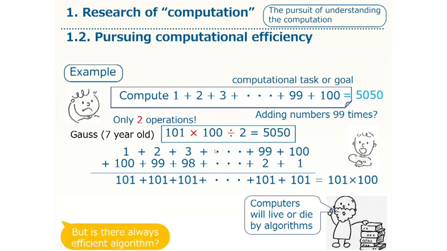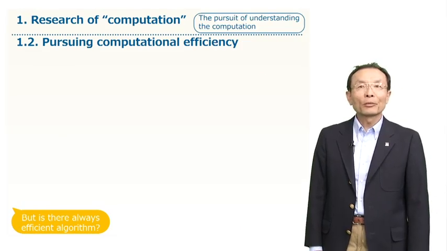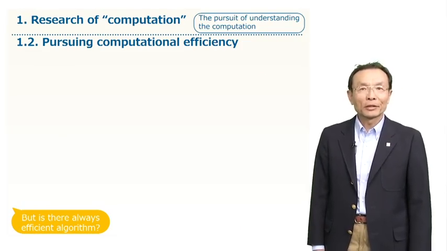Oh, good point. Yes, there is no guarantee that there is an efficient algorithm. Then we may naturally ask for which problems we can get an efficient algorithm and for which problems we cannot. What sort of problems are computationally hard? This is another important subject in the research of computation.